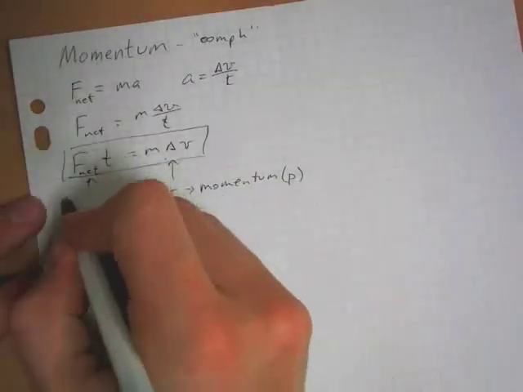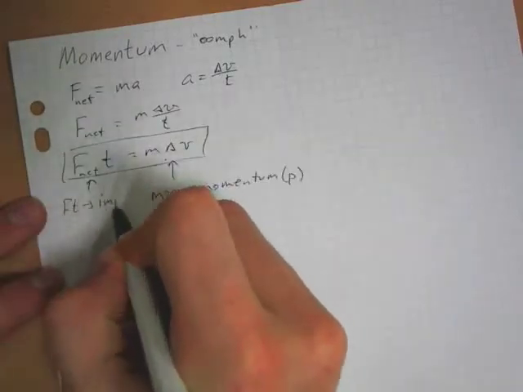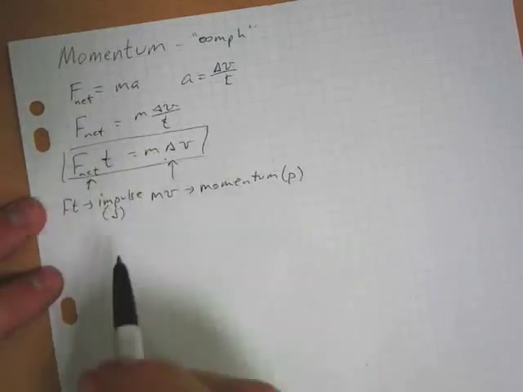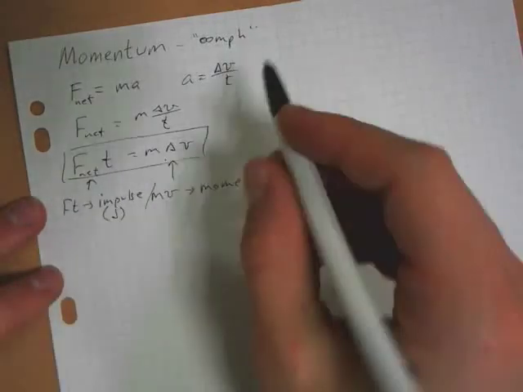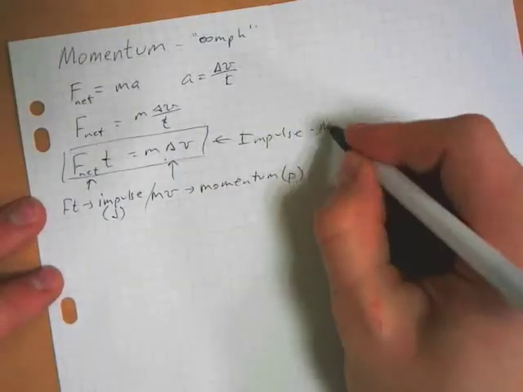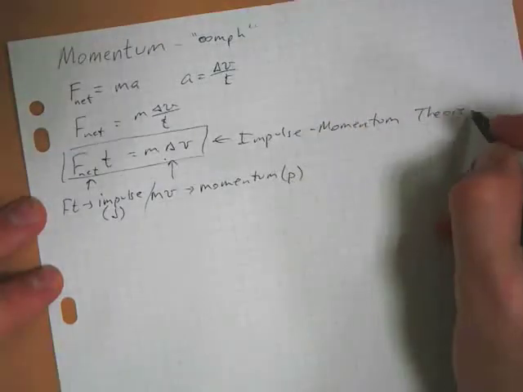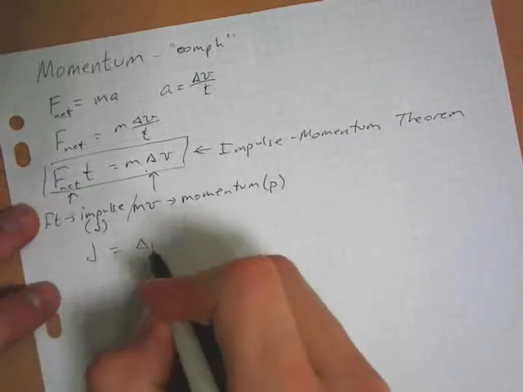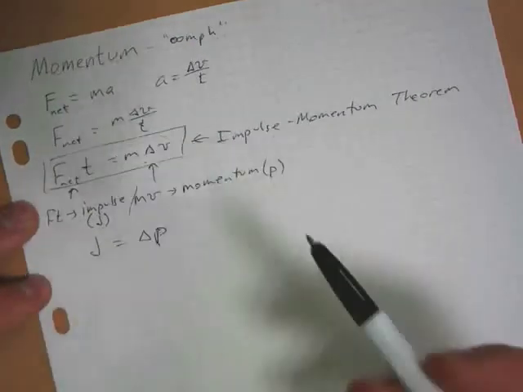Ft is called impulse. And again, for whatever reason, that gets a J. Okay, so this equation is known as the impulse momentum theorem. Very creative name, I know. So you could also write this J equals delta p, but this is probably more useful most of the time.